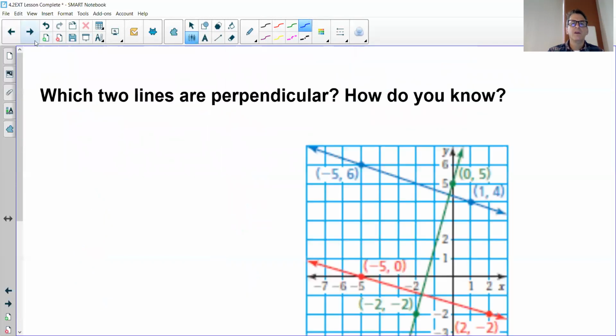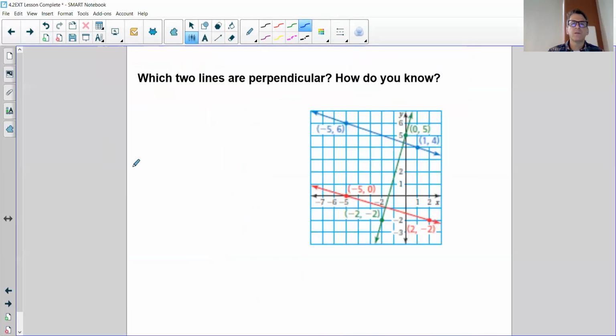This is the type of example that you're going to be asked to do. You are given 3 lines, and with these 3 lines, you're asked a simple question. Which 2 of these 3 lines are perpendicular? You can't just eye it up. You actually have to find the slope of all 3 lines, and based upon that slope, determine which 2 are perpendicular. Let's give it a try.